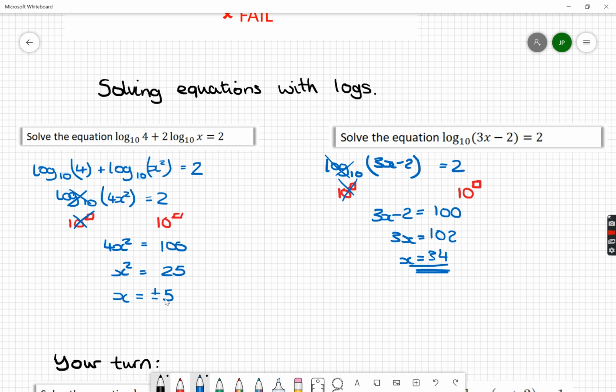However, as we should have noticed from the first part, when we remember going back to the graph, we cannot log a negative. Therefore, because in here we would end up doing log base 10 of minus 5, which can't happen, the only answer is x equals 5. Again, really, really important part.